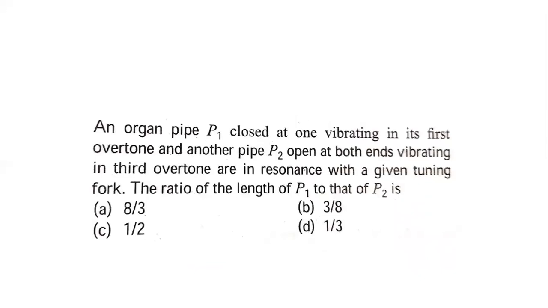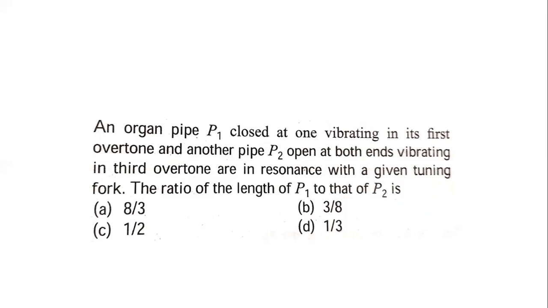An organ pipe P1 closed at 1 end, vibrating in its first overtone, and another pipe P2 open at both ends, vibrating in the third overtone, are in resonance. Resonance meaning it's something like a frequency matching condition with a given tuning fork. Find the ratio of the lengths of the pipes, that is P1 to that of P2. Let's go to the solution.